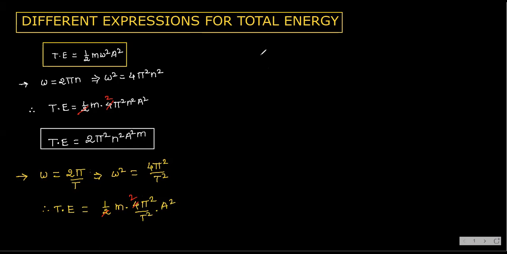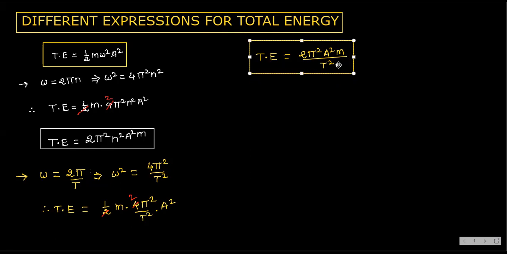Total energy is equal to 2 pi square a square into m divided by T square. So when amplitude, mass, and time period are given, you can use this formula for finding the total energy. Okay. Always keep it in mind.